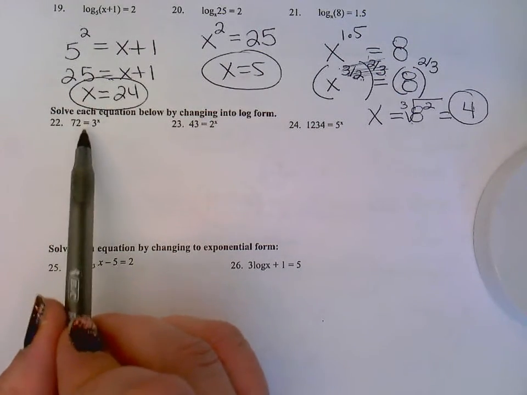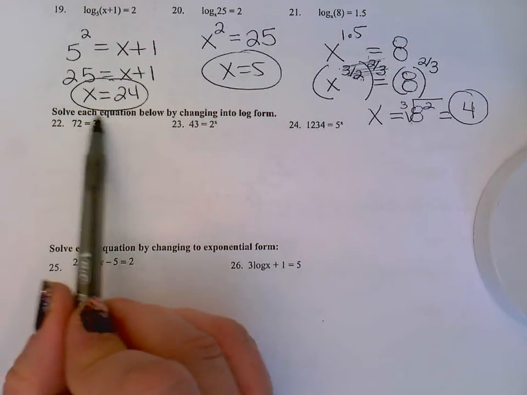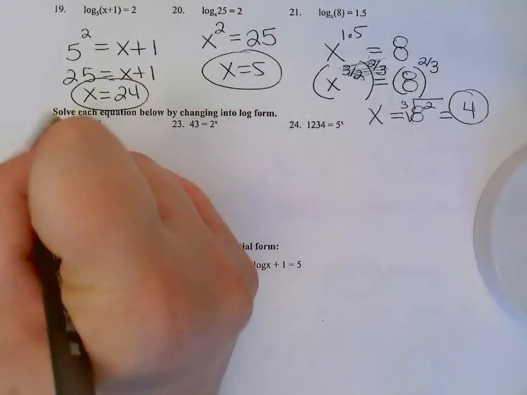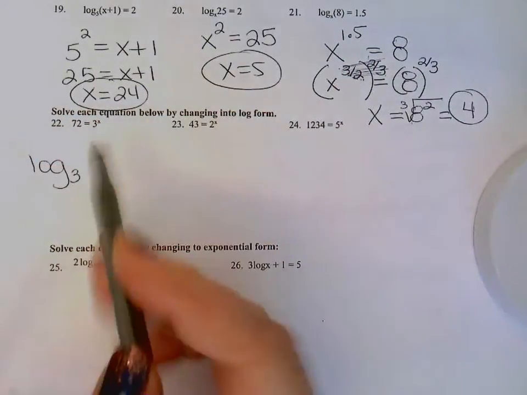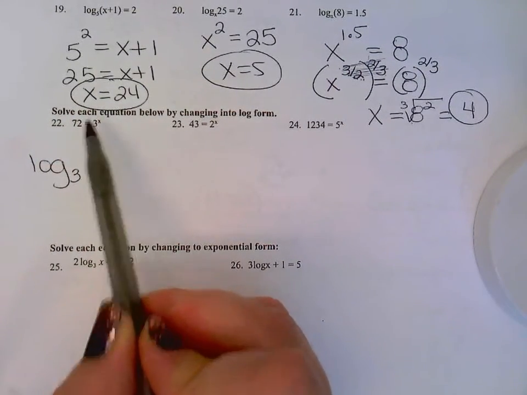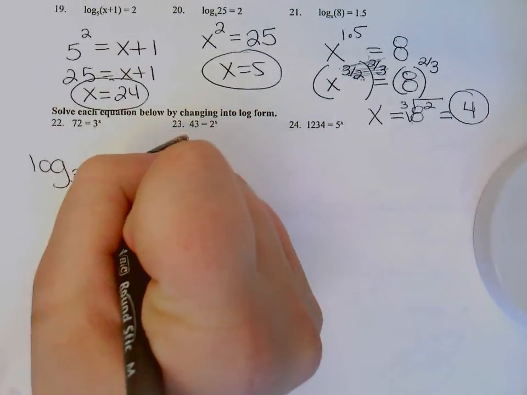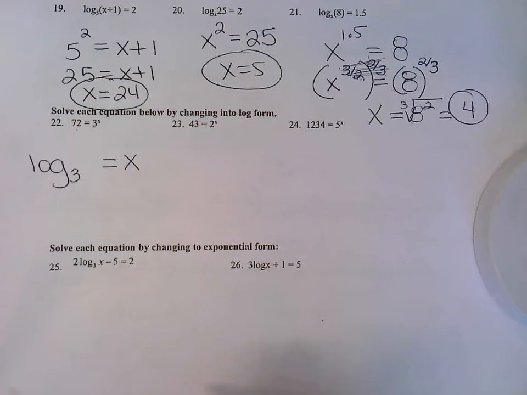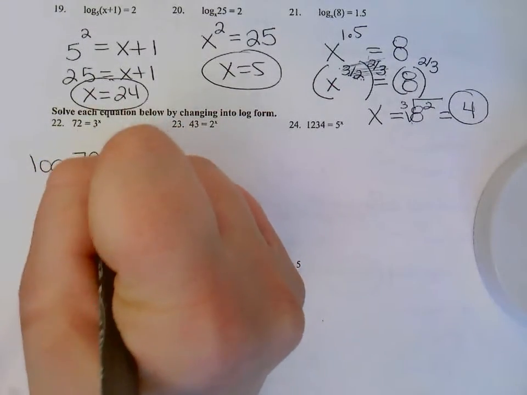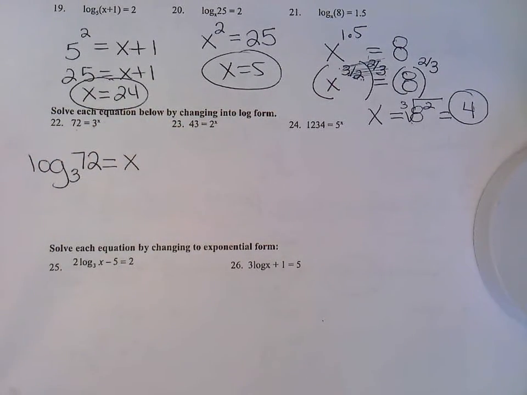All right, so which of these numbers is going to be the base of the logarithm? The 3. So whatever the base is for the exponent, that becomes the base of the logarithm. And remember, the power goes outside the equal sign and the other number goes inside the equal sign.